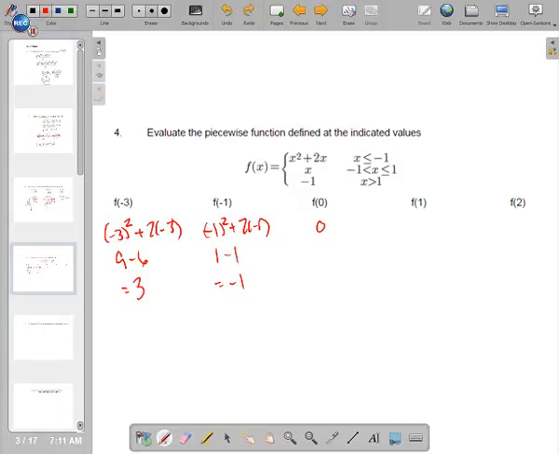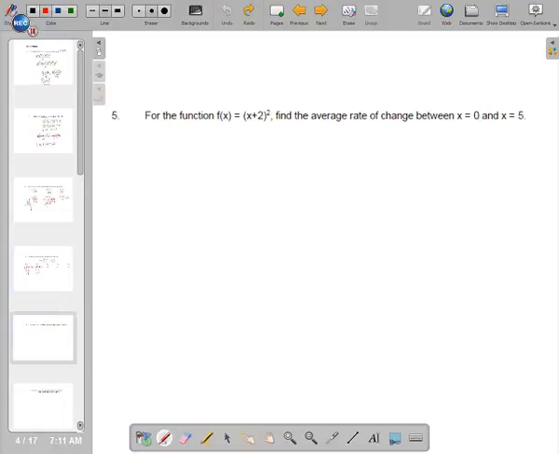F of 1, 1 is greater than or equal to 1, so I'm using the second one still, x is 1, and f of 2, 2 is greater than 1, so this one is negative 1. So you've got to pick the right piece, and then you just evaluate appropriately.